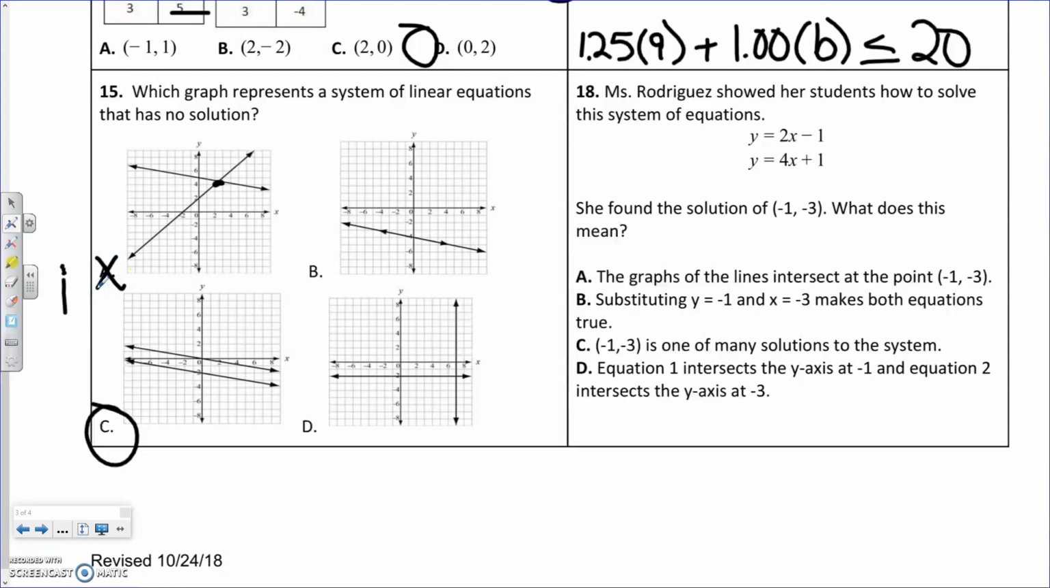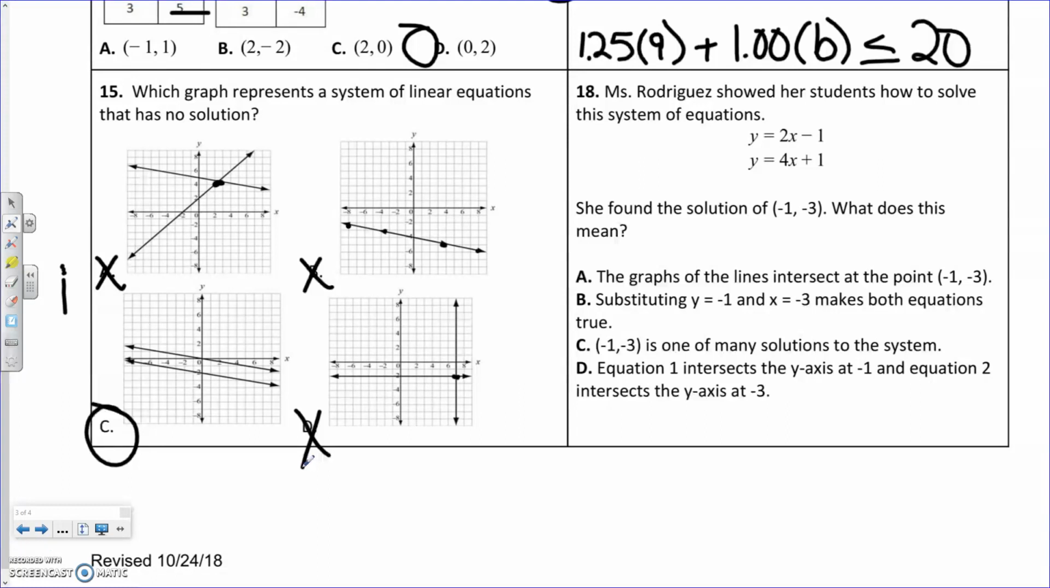B has infinite solutions because if you notice, you've got one line, two lines. And you can tell by the arrows, right? So when you have two lines on top of each other, that's infinite solutions, so that doesn't work. And once again, D is the one solution. So if you notice, they cross in one place, so D doesn't work. So an easy question there. No solution is whenever the lines are parallel. Make sure you know all your different types of lines there, though.